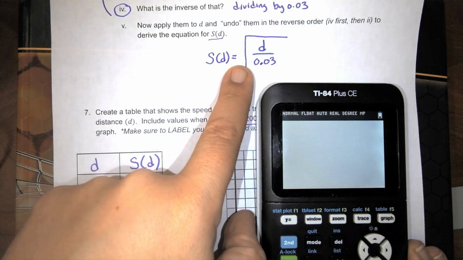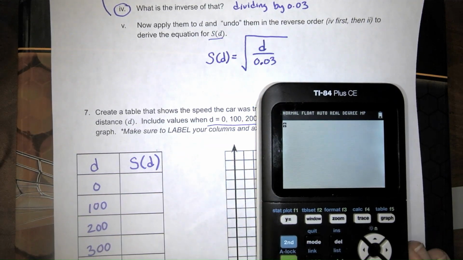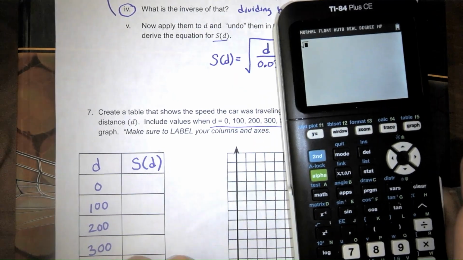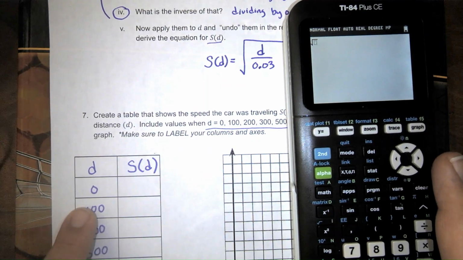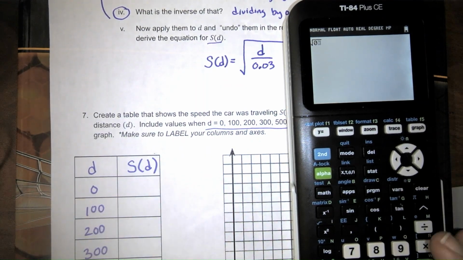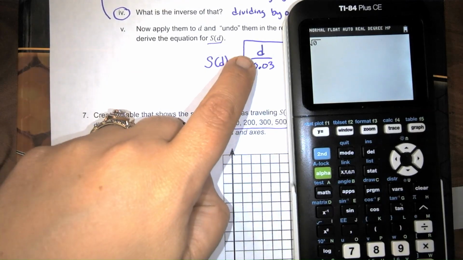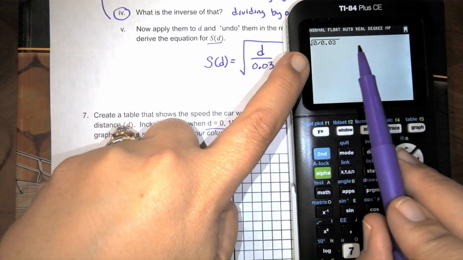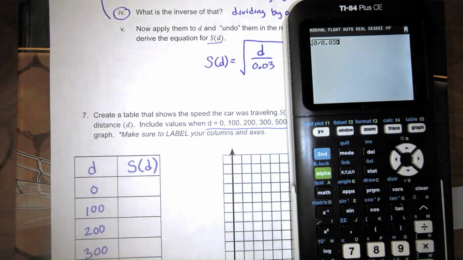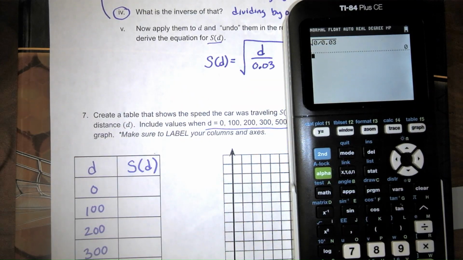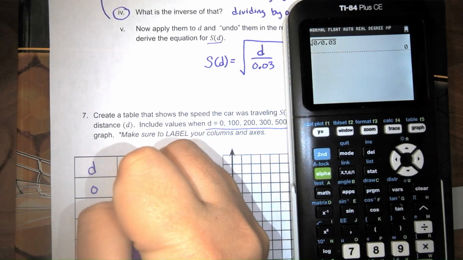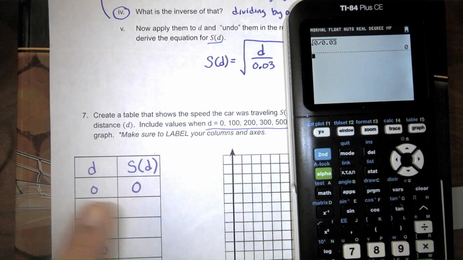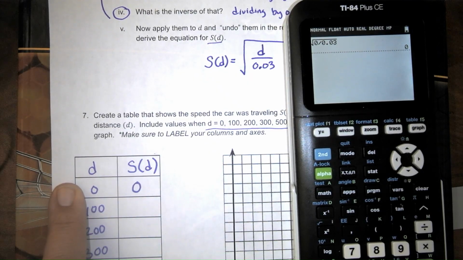First, we're going to start with our square root. So second button, and then our x squared button to get the square root. Then we have to put in our distance. If I start with 0, I'm going to put in 0. Then I'm going to do divided by 0.03. Notice how the square root stretched out, so it's over everything. That's perfect, exactly how I want it. Then you hit enter. So when the distance is 0, the speed is 0. That kind of makes sense. If you're not driving any miles per hour, you're not going to need any space to brake.